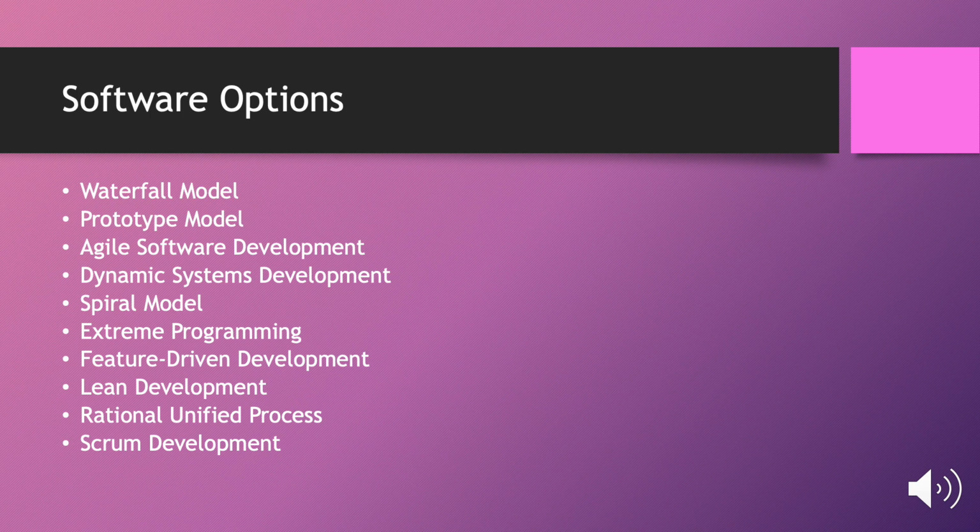A dynamic systems development model addresses the whole project lifecycle and business impact. This model allows users to be involved and better understand the software development process. Cons of this model are that it's expensive and has an unknown project lifetime.